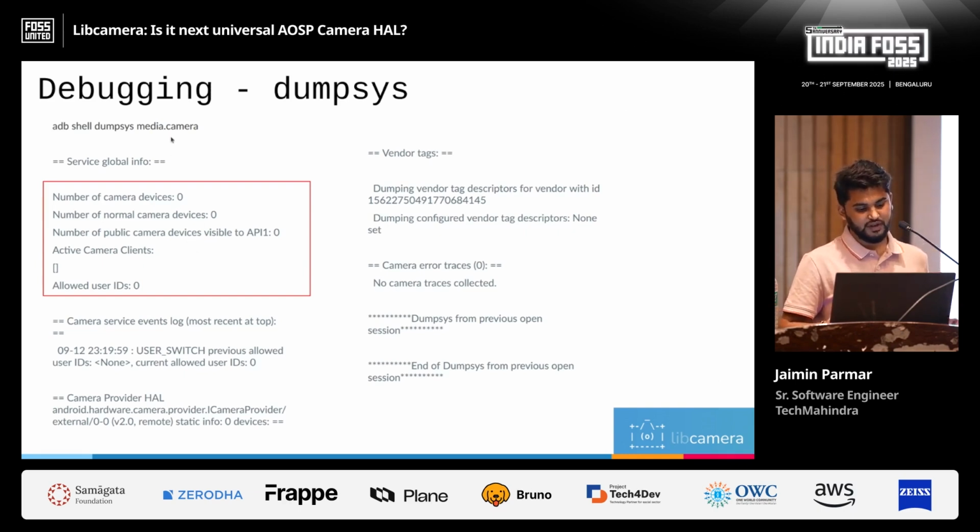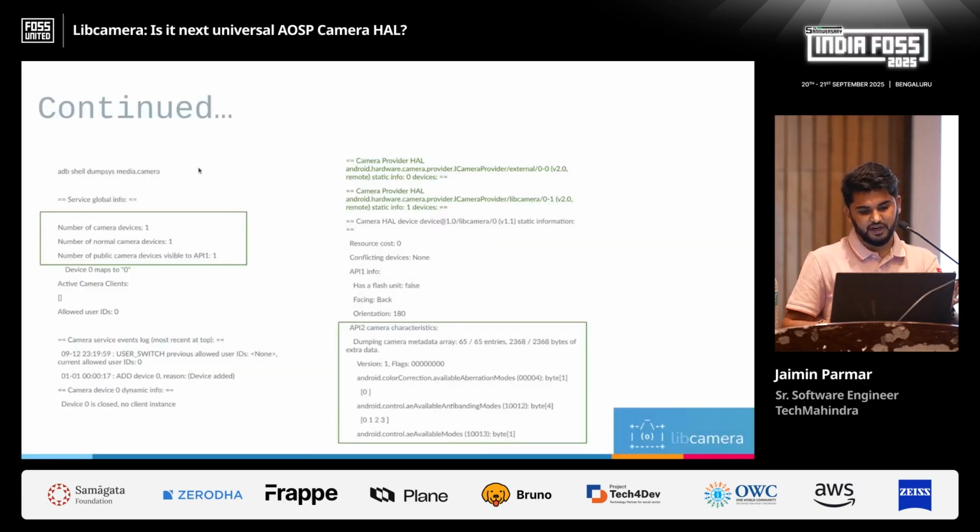So dumpsys is a very useful tool for debugging. In dumpsys you can also see which camera provider HALs are registered with your camera server. This is the code snippet for the failed scenario, and this is the dump for the success case. Here you can see that I have one camera device.